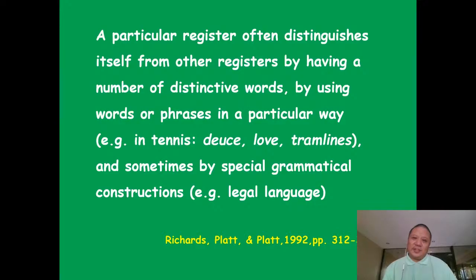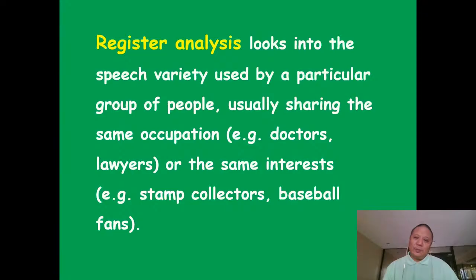A particular register often distinguishes itself from other registers by having a number of distinctive words, using words or phrases in a particular way. Like in tennis, the word love means something else from what we actually know, or sometimes by special grammatical constructions, like in legal language. Which means that register analysis looks into the speech variety used by a particular group of people, usually the ones sharing the same occupation or the same interests.